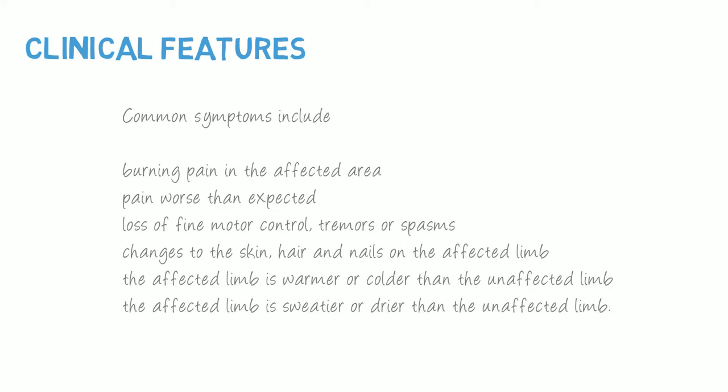The affected limb may have changed temperature. It could be warmer or colder than the unaffected limb, and it could be sweatier or drier than the unaffected limb. So these are the main clinical features of CRPS, or complex regional pain syndrome.